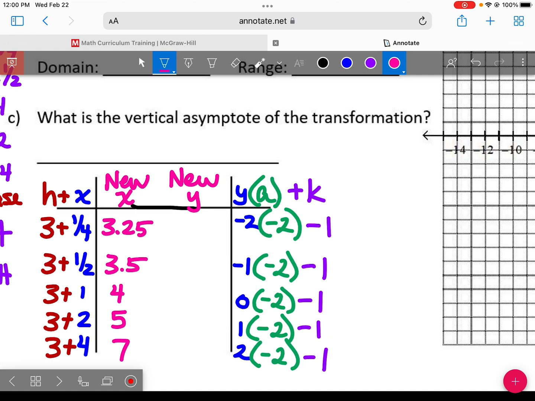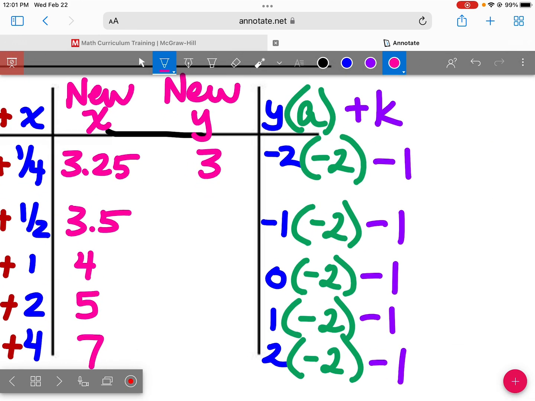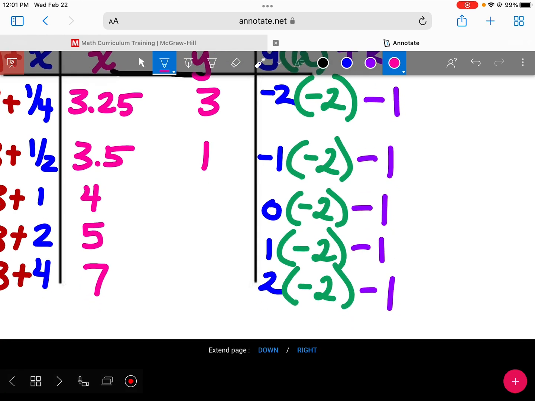What's -2 times -2? +4 minus 1, 3. What is -1 times -2? +2 minus 1, 1. 0 minus 1 would give me -1. -2 minus 1 gives me -3. -4 minus 1 gives me -5.